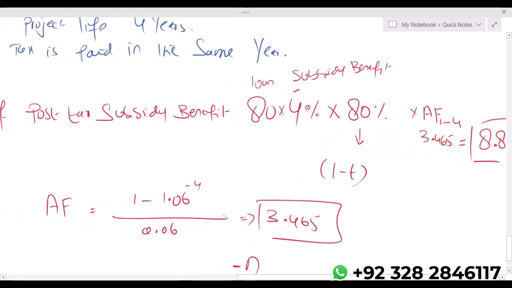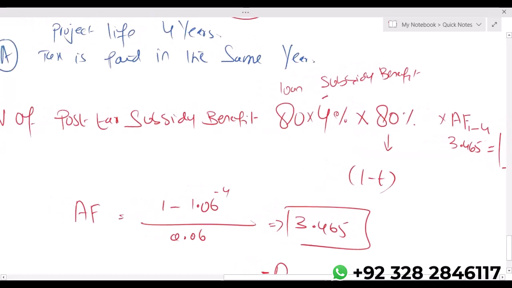Present value of post-tax subsidy benefit. Loan, subsidy benefit percentage, 80% is actually representing 1 minus tax rate, then annuity factor. Right now we are doing discounting at the normal borrowing rate. Again, the same thing. If any one of us does the discounting at RF, the risk-free rate, it is 100% acceptable.